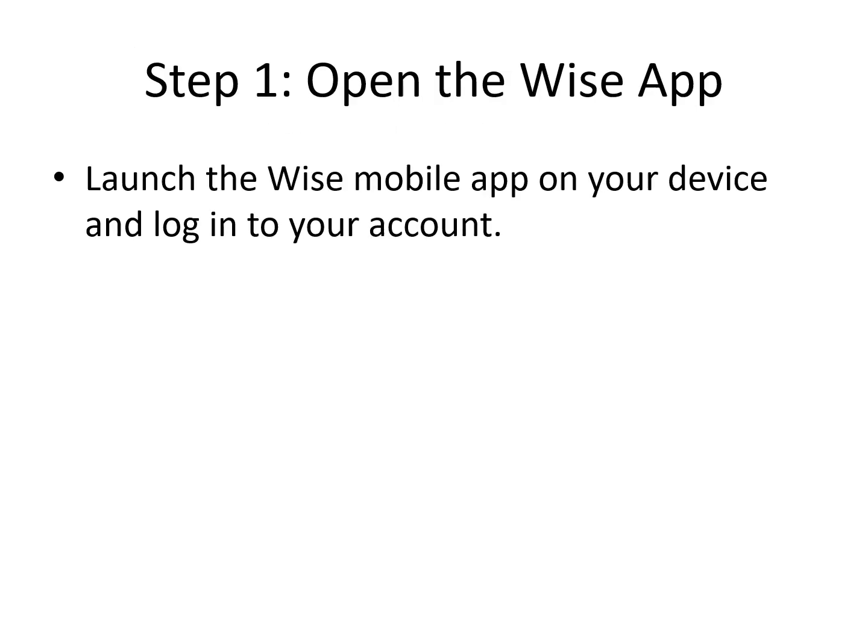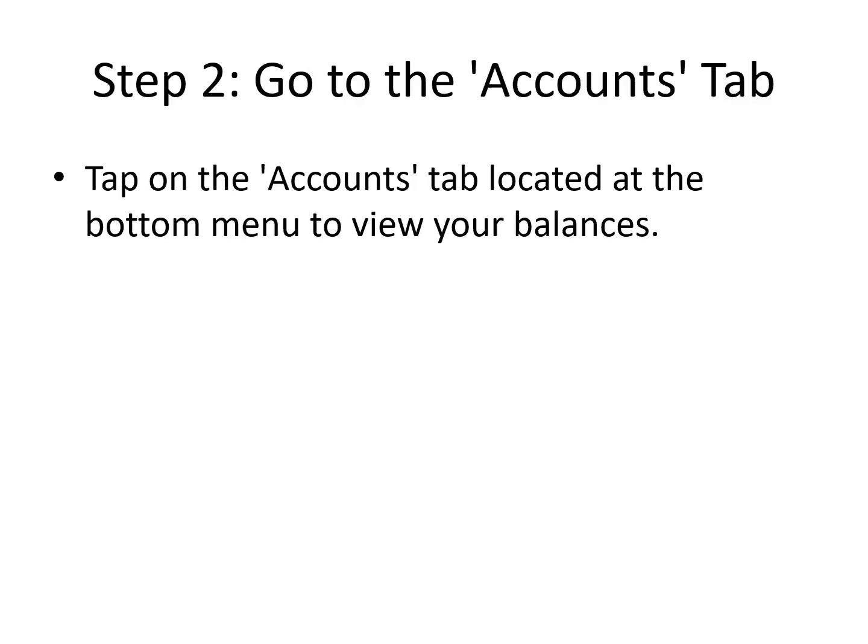First, open the Wise mobile app on your device. Make sure you are logged in to your account before proceeding. Next, tap on the Accounts tab located at the bottom of the screen. This will display all your currency balances in your Wise account.